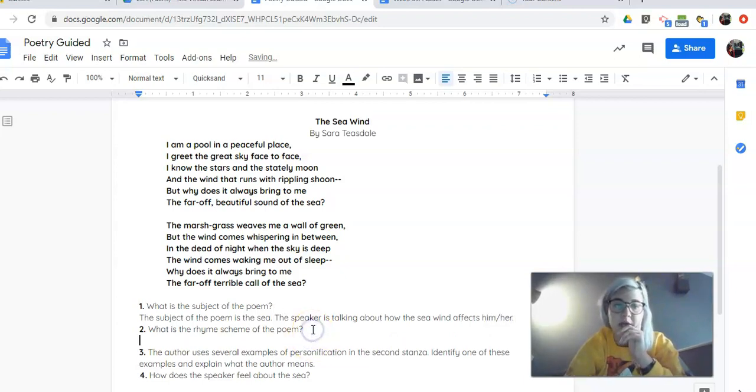Our rhyme scheme of the poem. So what I'm going to do is show you on here. So place and face have the same rhyme. Okay. Then we go to moon. So moon does not rhyme with face, so we put a B. Shoon gets a B because that rhymes with moon.